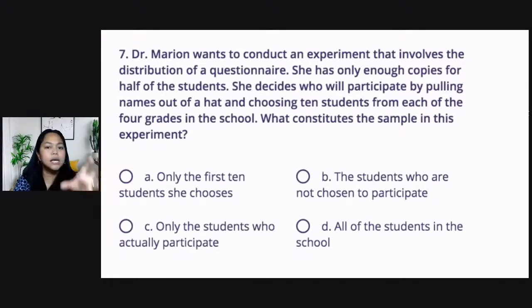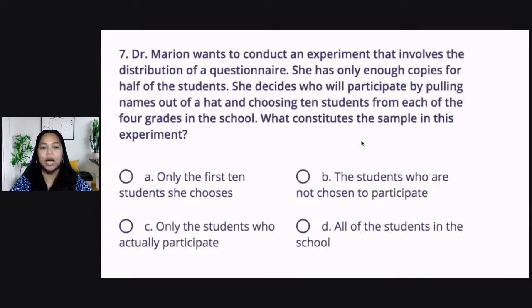If she will be using 10 students for every grade, for all of the 4 grades in the school, ilan lahat yung estudyanteng sasagot ng kanyang survey? Ang talino ni Cap, 40 students. Okay? So 40 students lahat ng kanyang pipiliin, no? So 10 students sa kada grade level, meron siyang 4 na grades, and so 40 students lahat. Okay? So 10 times 4 equals 40.